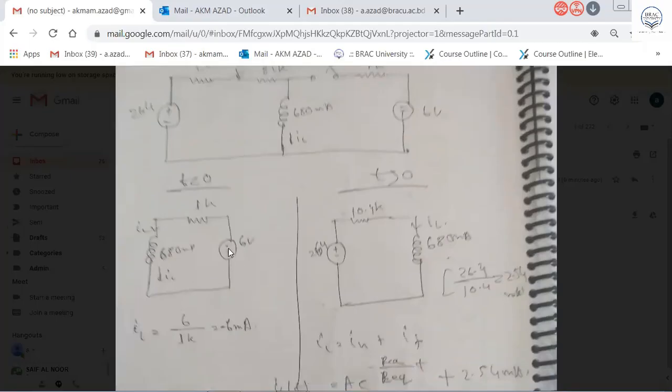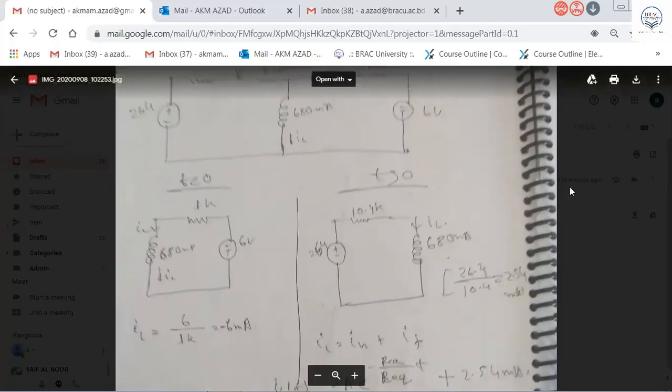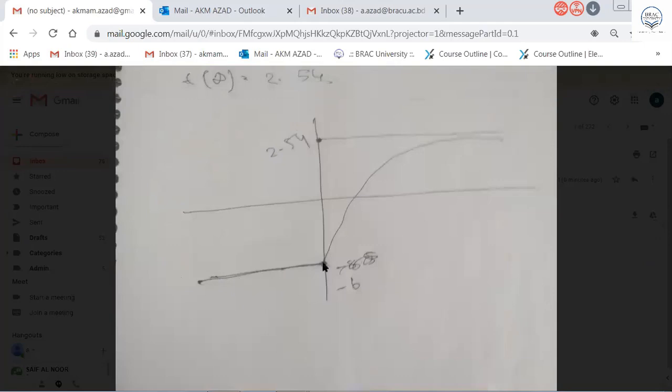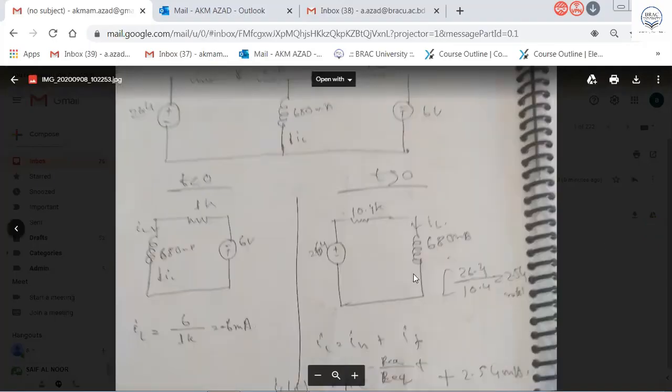The 6 volt battery is supplying the current, so IL should be negative in that case, because the direction of the battery is opposite. This is the most critical thing, and most of you can make a mistake. Since it is minus 6 milliampere, you can see that for t less than 0 it gives minus 6 milliampere. At time t equal to 0, from minus 6 it jumps up, and then t is more than 0.